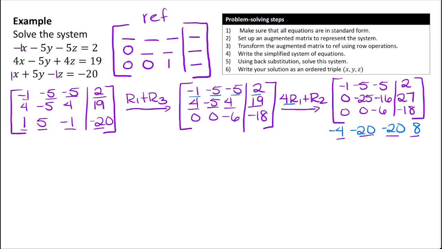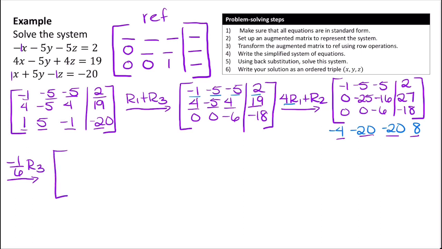Okay, so now all we need to do to turn this into row echelon form is turn this -6 into 1. And remember, we can do that by multiplying by the reciprocal of -6. The reciprocal of -6 will be -1/6. I'm going to multiply that by R3.